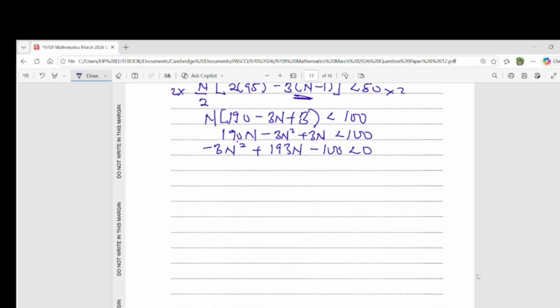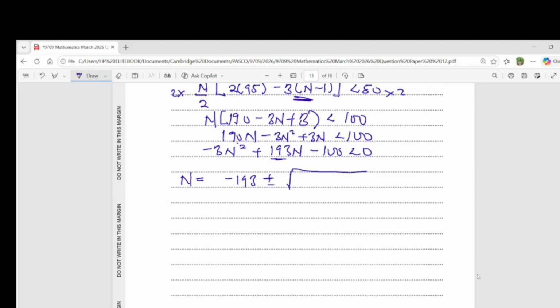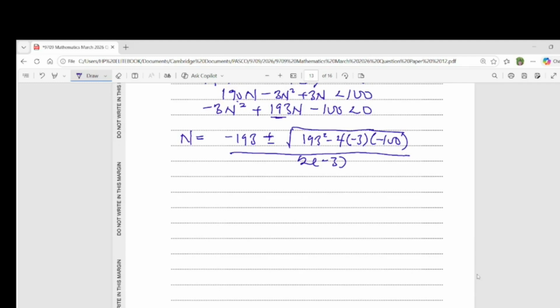Then we try and solve this quadratic equation. So n is equal to, let's show a method of solving. Our b is 193, so negative b, negative 193, plus or minus the square root of b squared, so 193 squared, minus 4 times a, which is negative 3, times c, which is negative 100, all divided by 2 times a, which is 2 times negative 3. So we try to find these values on a calculator, or you take your time and do it, and then you have two values of n. n is equal to 0.522 to three significant figures, or n is equal to 63.8.